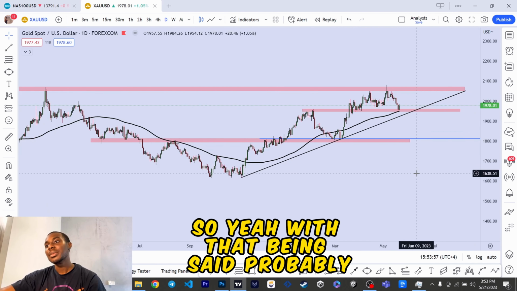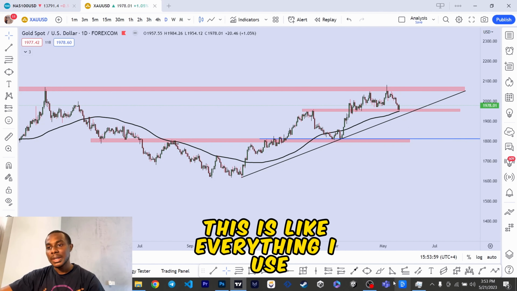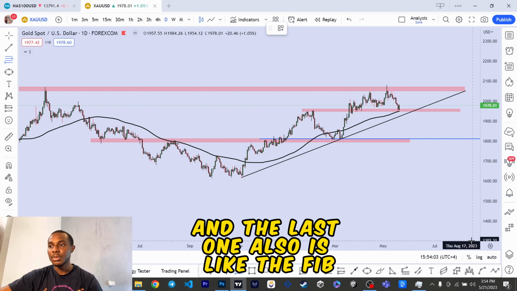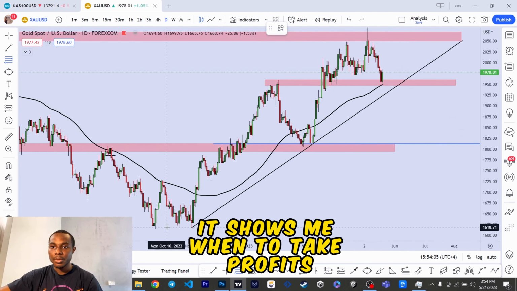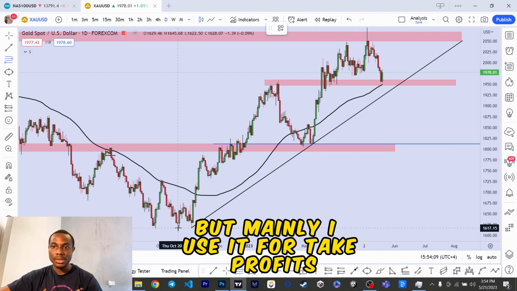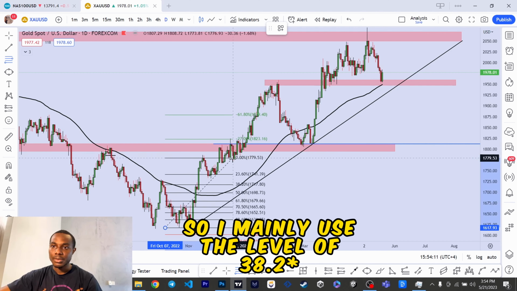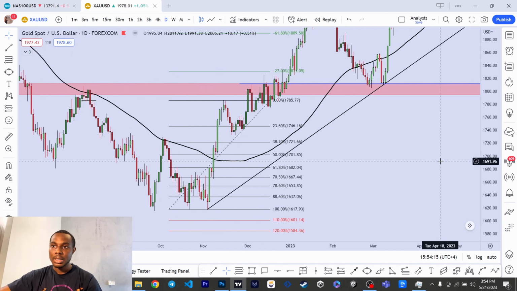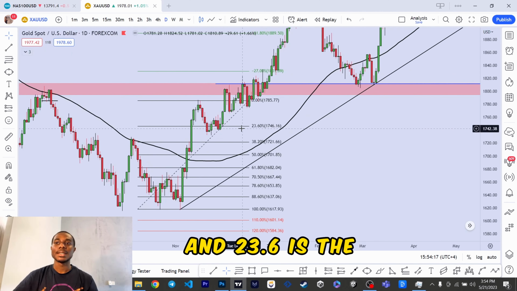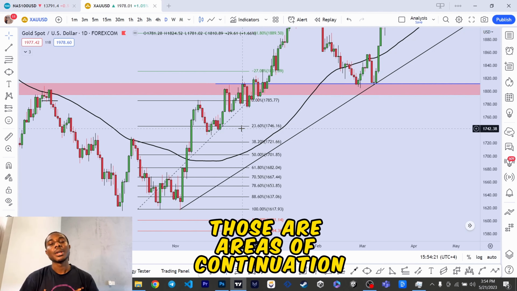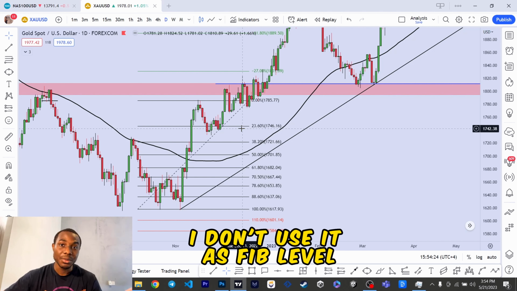So yeah, with that being said, probably this is everything I use. And the last one is the fib. It shows me when to take profits and when to cut my losses short to a certain extent, but mainly I use it for take profits. So I mainly use the level of 23.6. The 23.6 and 22.6 are areas of continuation. I don't use it as a fib level.